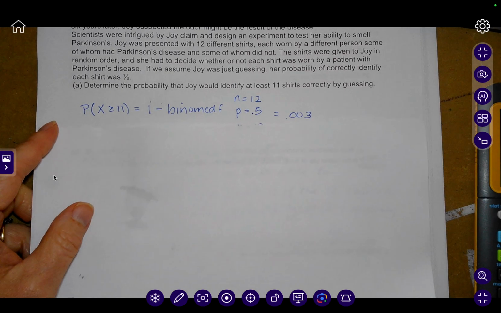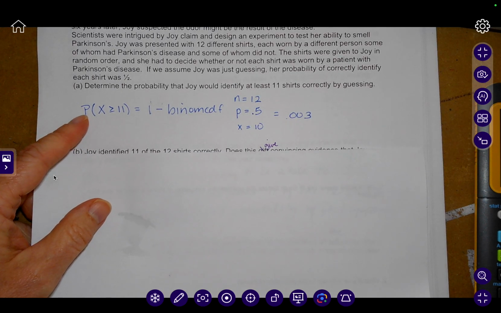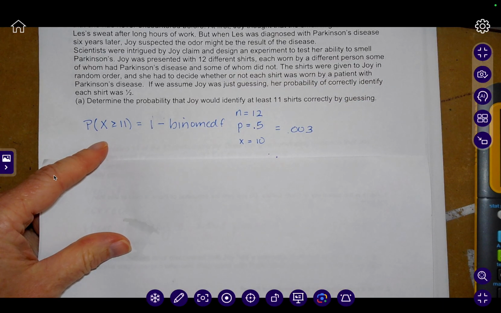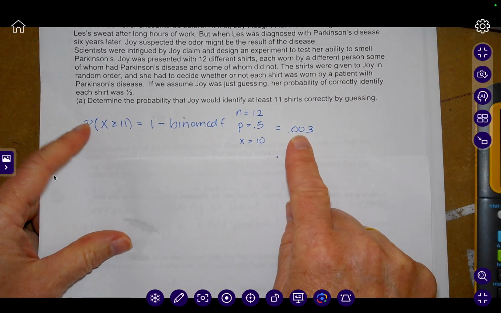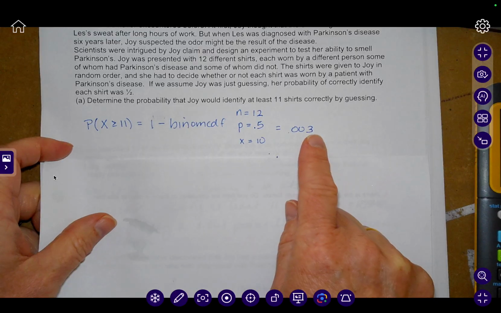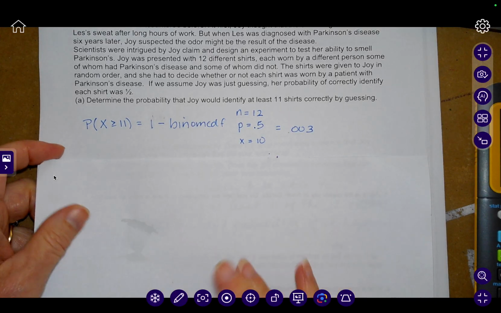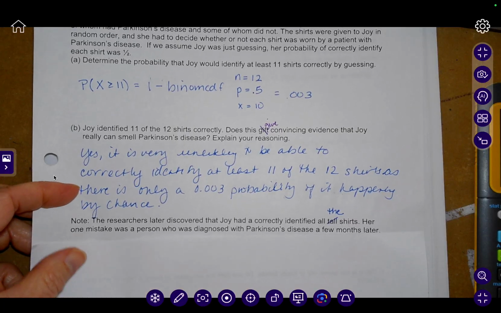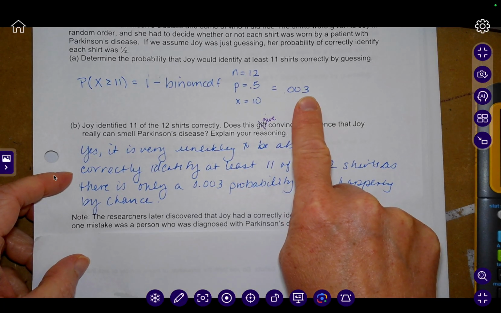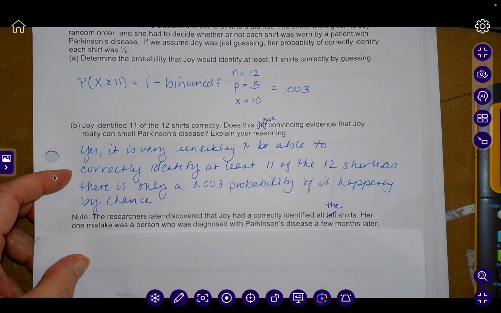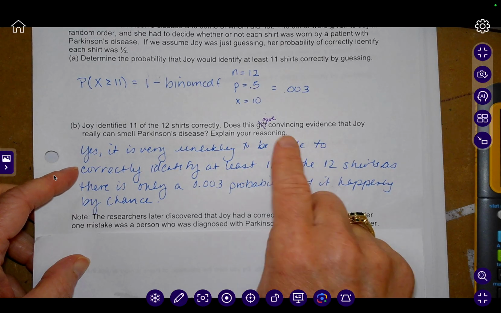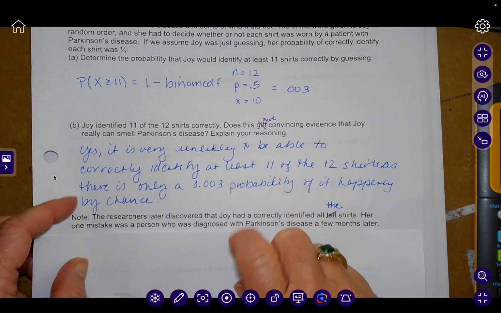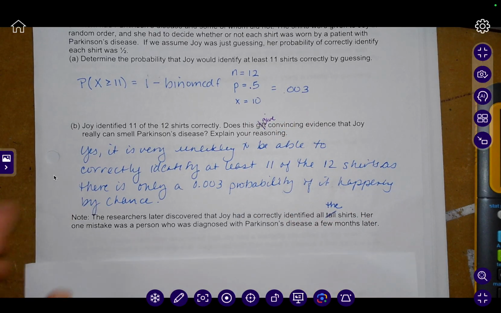At least 11 is 11 or more. If she was just guessing, she would be guessing it has it or it doesn't have it. That's the probability of identifying 11 shirts correctly just by guessing. Given it's very unlikely to happen by chance that she would identify 11 of the shirts correctly, it does give us convincing evidence that she can really smell Parkinson's disease, okay? Because it's very unlikely to happen by chance.